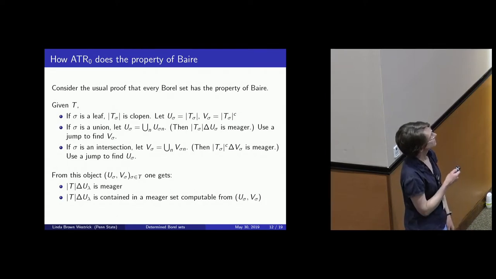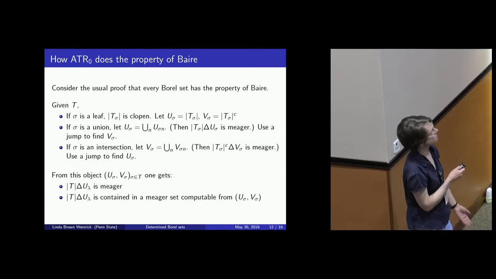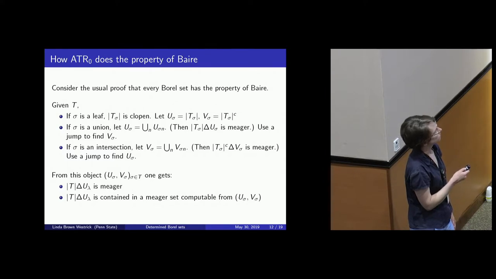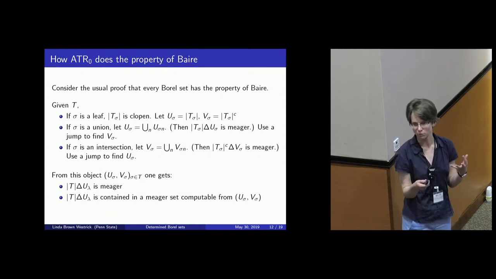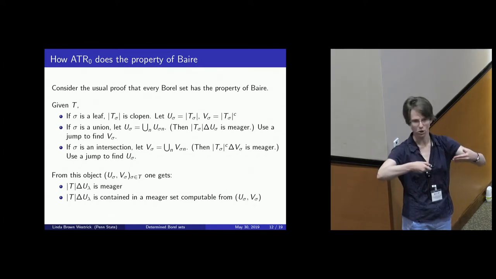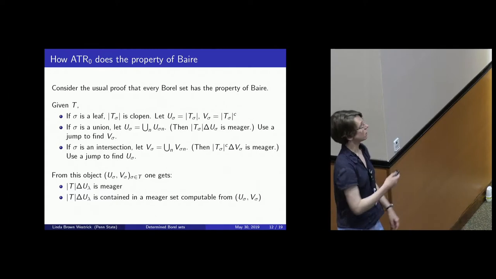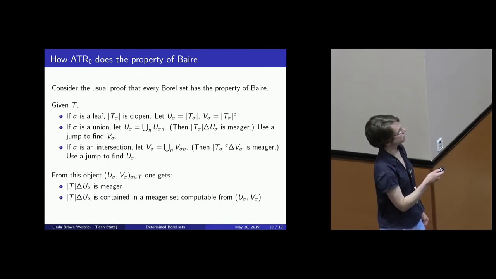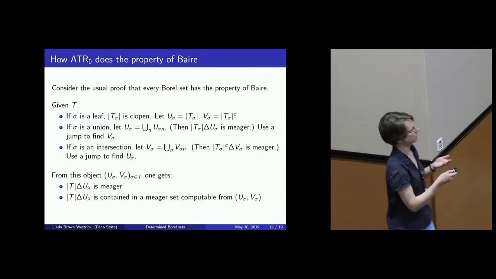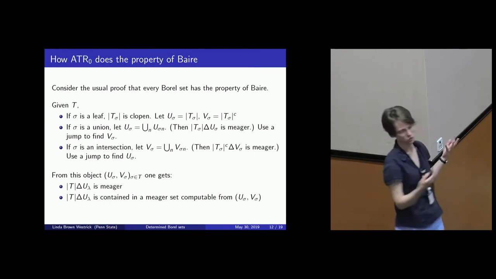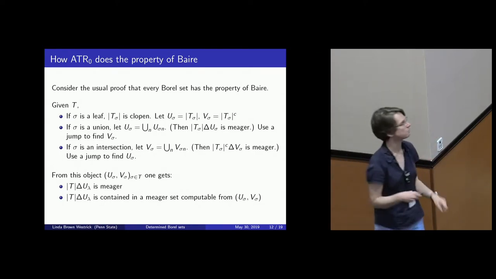So starting at the leaf, you have some Clopen set that's just given to you at that leaf, and we're going to define U sigma to be a co-meager approximation, an open approximation for T sigma, and V sigma to be an open approximation for the complement, and we'll build both of them simultaneously as we go up the tree. So we start out by saying, all right, if sigma is a leaf, then I actually know exactly what the set is, and I'm going to let my approximation at the leaf just be that set. Let the approximation of the complement just be the complement. Everything's Clopen, so everything is very pretty right now.